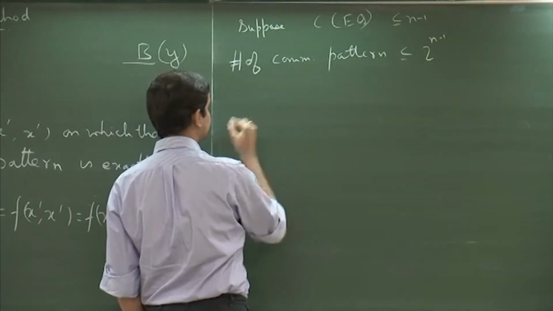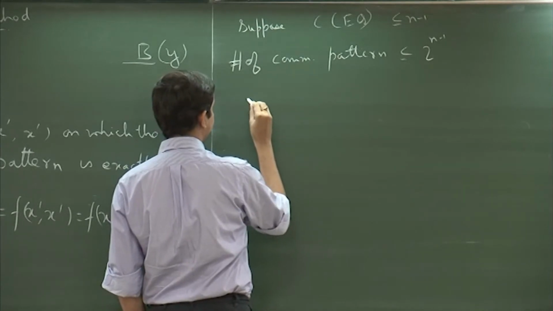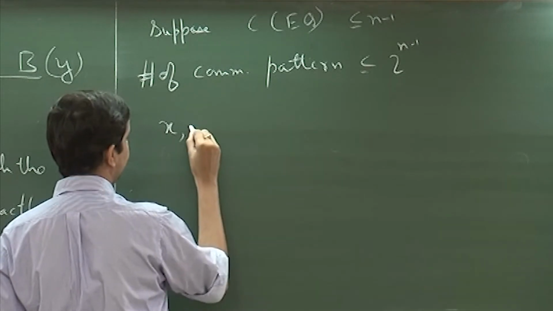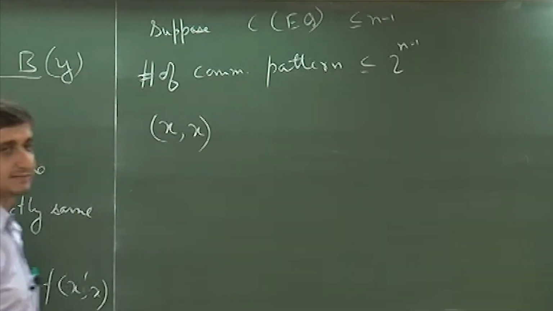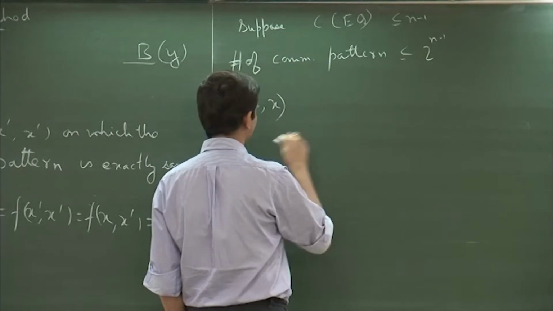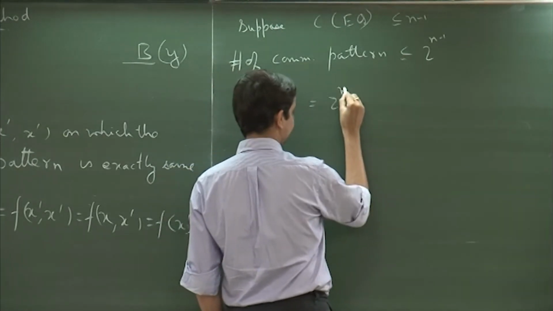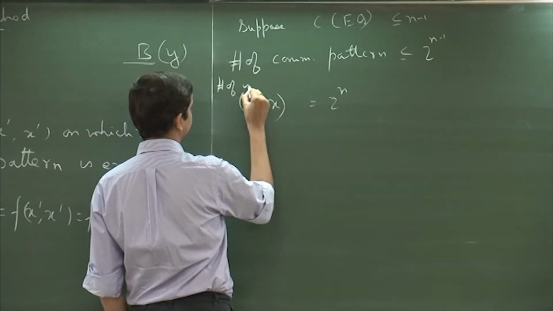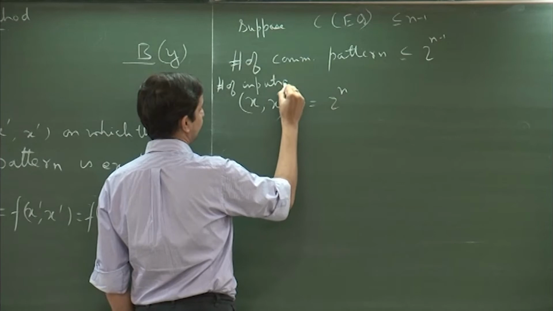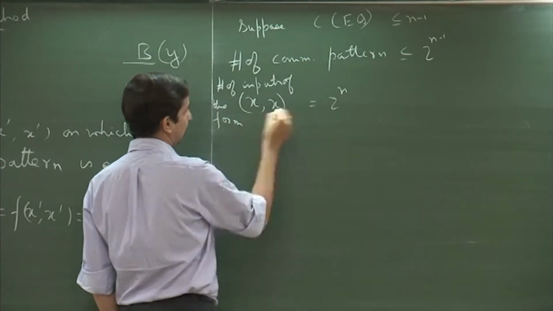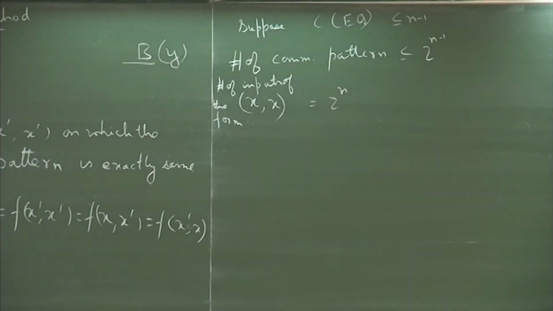So, let us look at another thing: how many pairs, or how many inputs can you have of the form x comma x, that is, both the strings are the same? How many different such inputs can you have? So, the number of choices of this form is equal to 2 to the power n. Okay. So, basically the number of inputs of the form x comma x is exactly 2 to the power n.